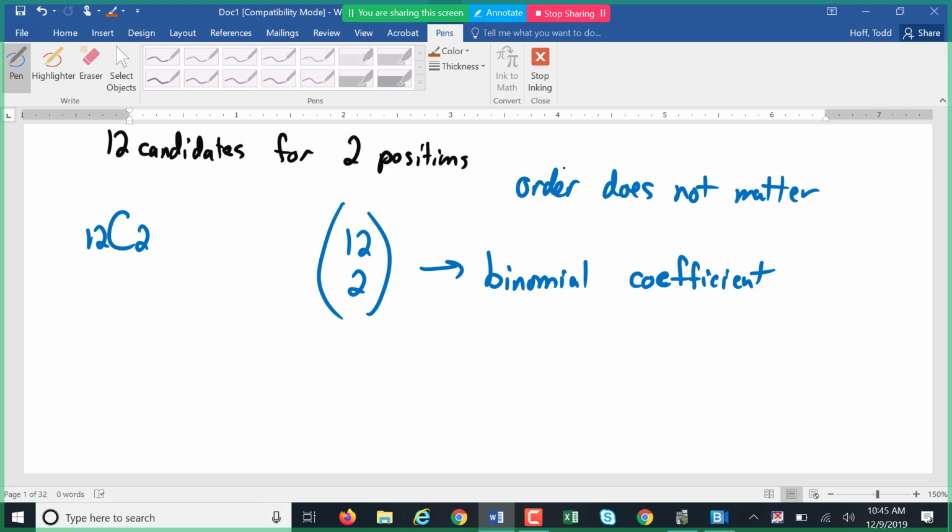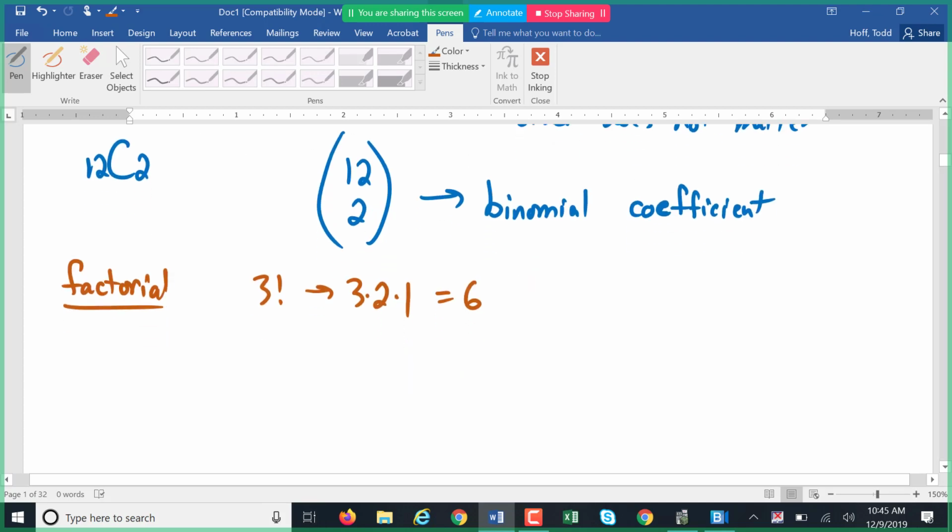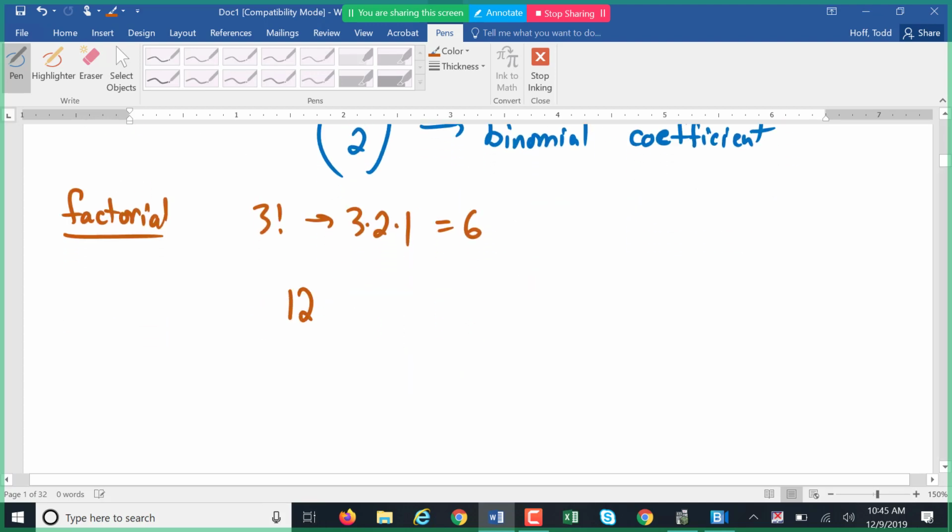And it goes back to that factorial notation that we talked about last week. Remember, 3 factorial meant 3 times 2 times 1. We start out with that whole number, and we multiply it by every whole number down to 1. So 3 factorial equals 6. So here, 12 over 2, the binomial coefficient 12 choose 2, is 12 factorial over 12 minus 2 factorial.